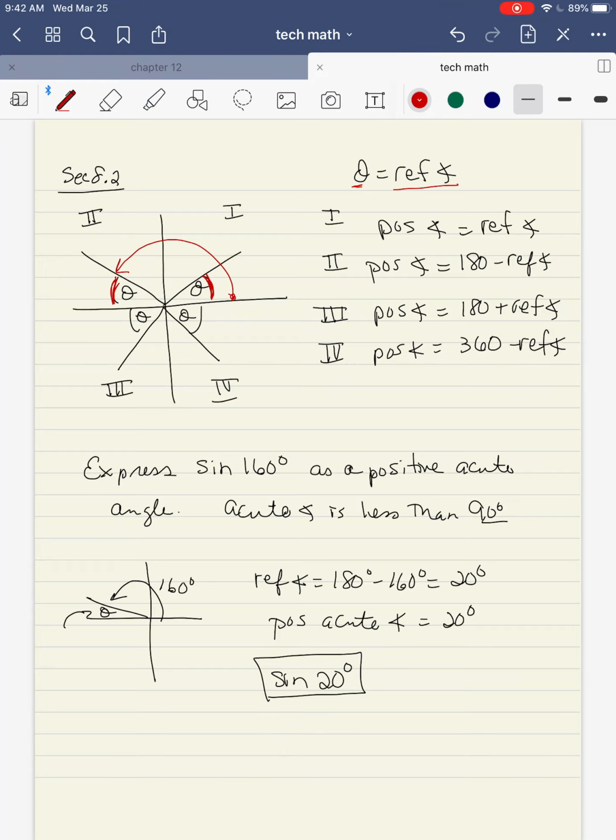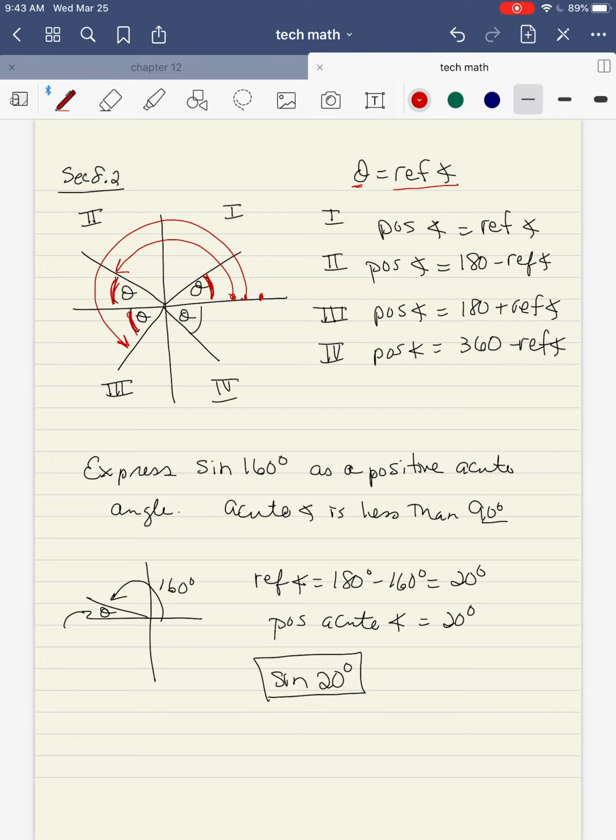Quadrant 3, there's the reference angle again, and the quadrant 3 positive angle is all the way over here. To get the positive angle from the reference angle, the positive angle would be 180 plus the reference angle. And finally, quadrant 4 is all the way over here, so it's going to be 360 minus the reference angle.